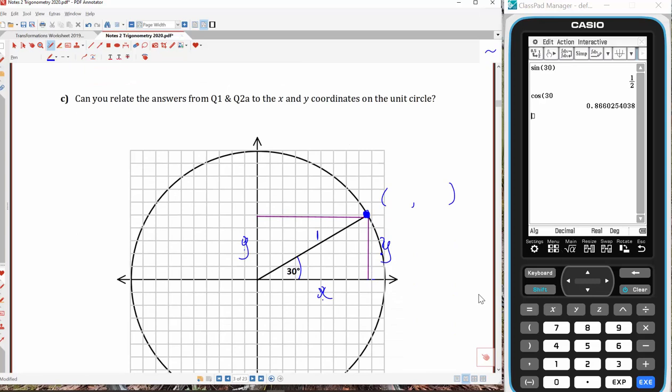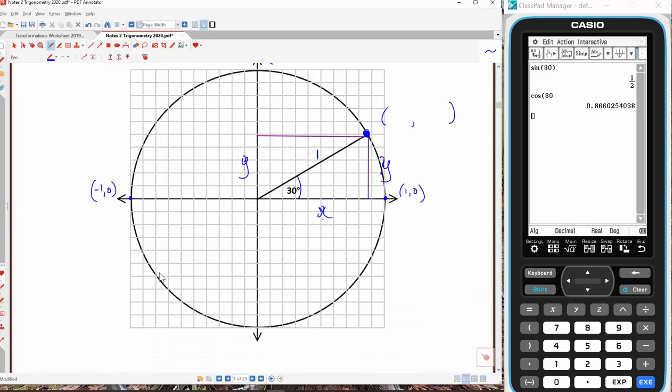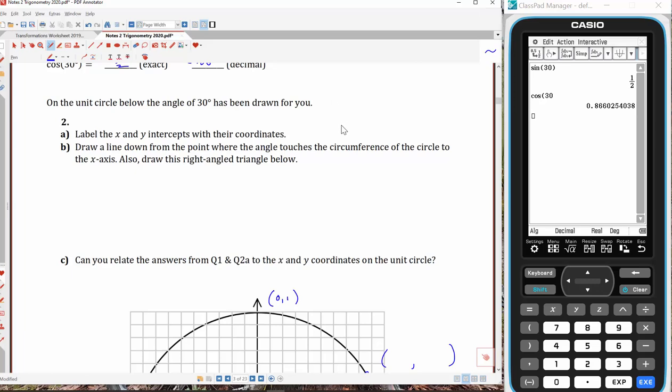All right, so I think we want to do that again. That's going to be when x is 1, y is 0. When x is 0, y is 1. When x is -1, y is 0. And down here, when x is 0, y is -1. Okay, so that is done.